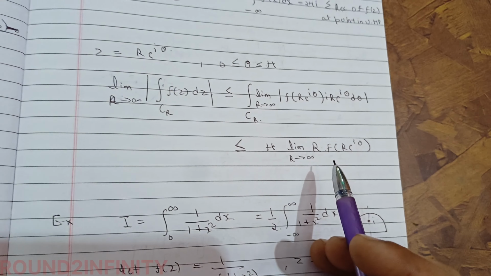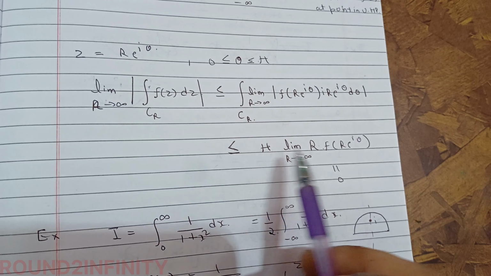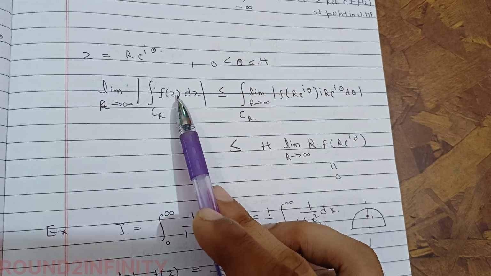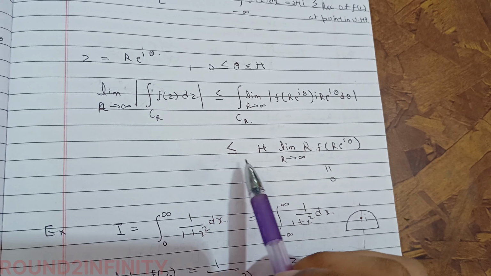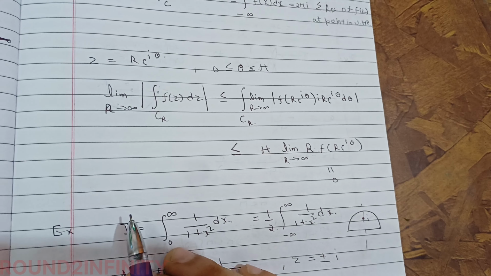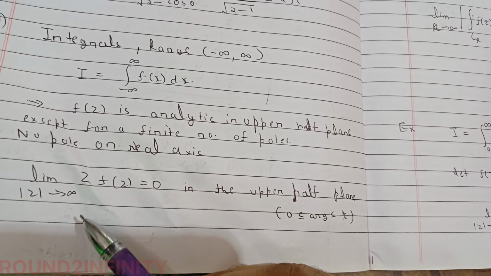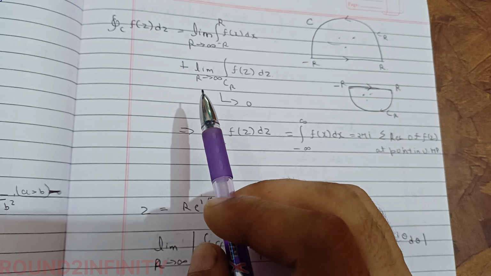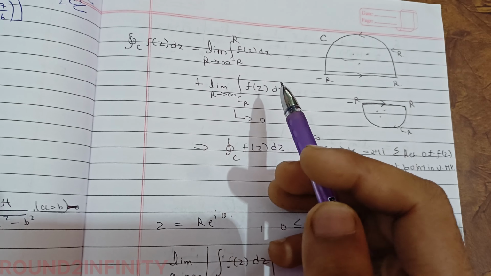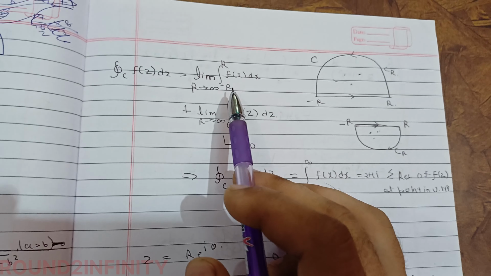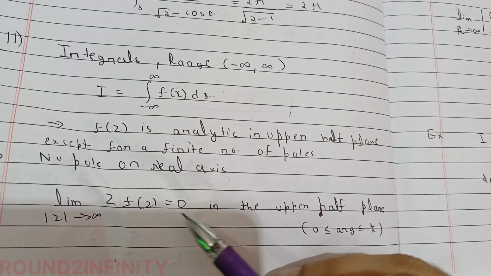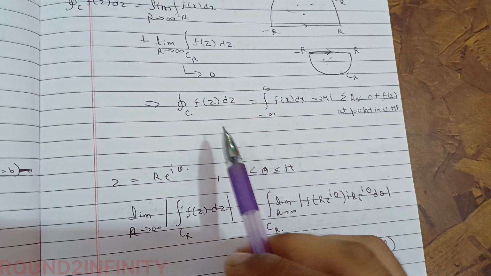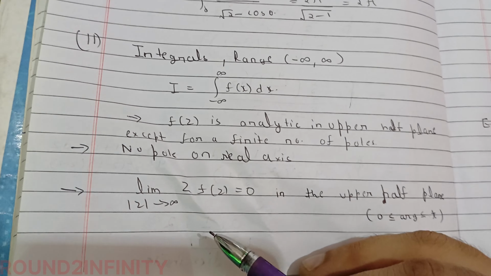So if this is equal to 0, then this will be equal to 0 because this is less than or equal to 0, and this is the modulus. So only for 0 this condition will be satisfied. If this condition is satisfied, then this will be 0. That's what we just proved. So whenever we get some f(z) or f(x), we'll check whether z f(z) is equal to 0 or not for this limit. If this is equal to 0, then we can apply this condition and use this formula.